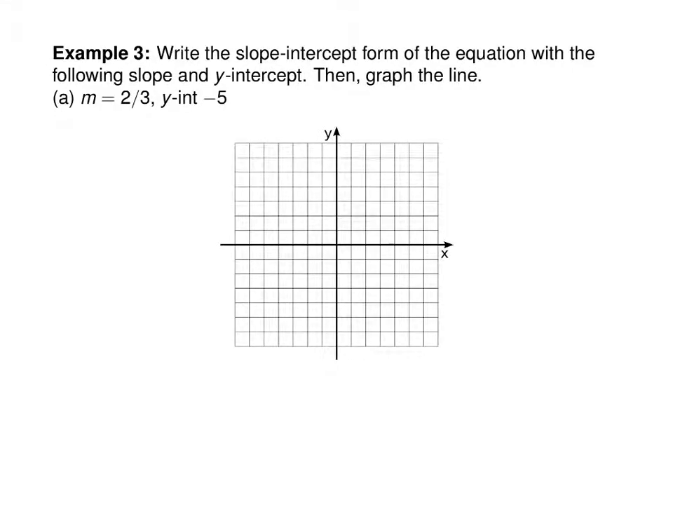So write the slope-intercept form of the equation of the line with the following slope and y-intercept, and then graph it. So if my slope is 2/3 and my y-intercept is negative 5, what is the equation of the line? 2 over 3x minus 5. There you go. That's it.